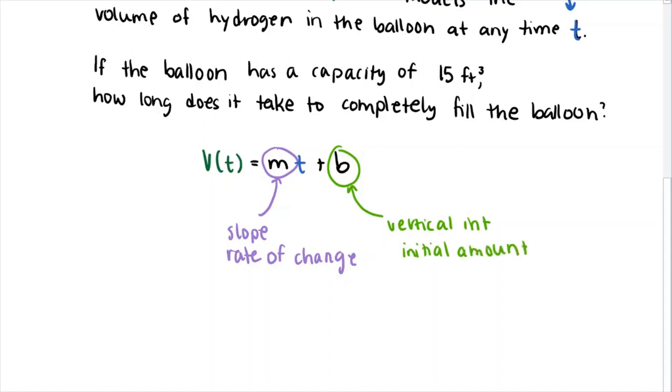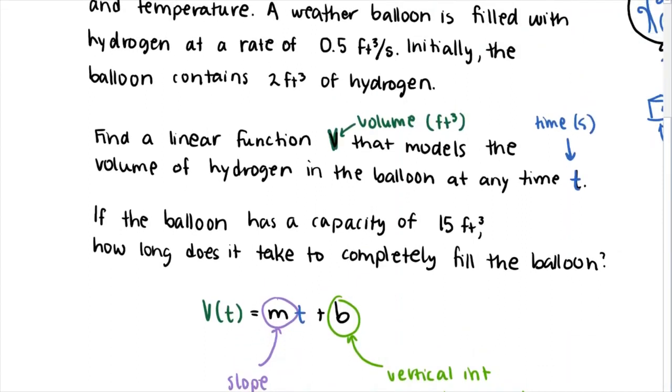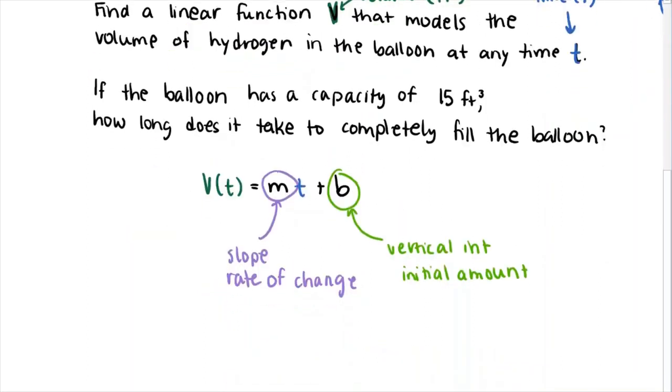How much volume, how much hydrogen is there in the balloon when 0 time has passed? Well, we see that actually right here, right? The balloon contains 2 feet cubed of hydrogen initially, from the get-go. And so this vertical intercept, it ought to be the point (0, 2). When 0 seconds have passed, we know that there's already 2 feet cubed of hydrogen in the balloon.